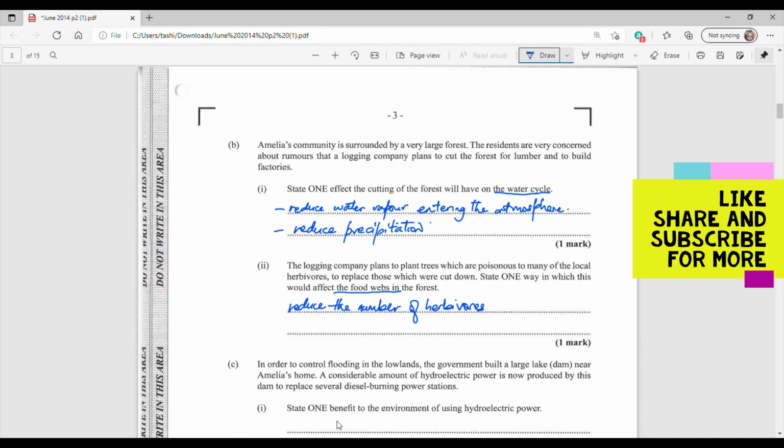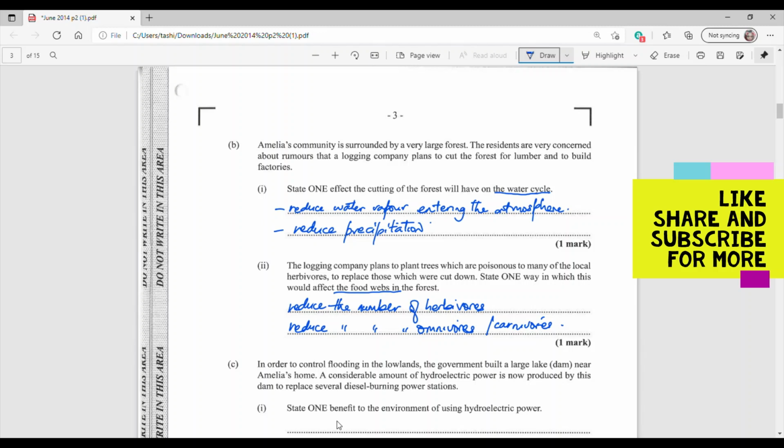We could also say that it would reduce the number of omnivores, and naturally it's the food web. So if you are reducing the number of herbivores, you would also end up reducing the number of carnivores. You will have animals that are migrating because their source of food is either no longer present or there is a limited supply. So we could also say reduce the number of carnivores.